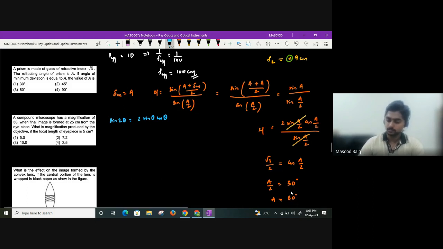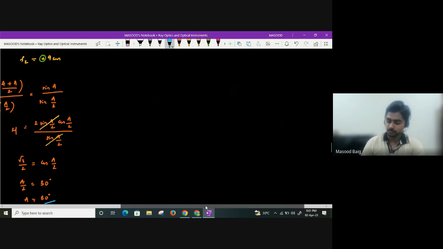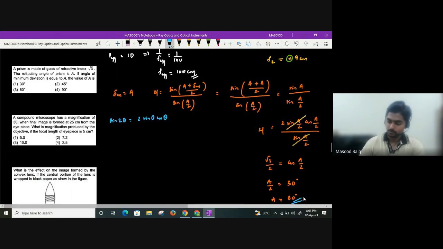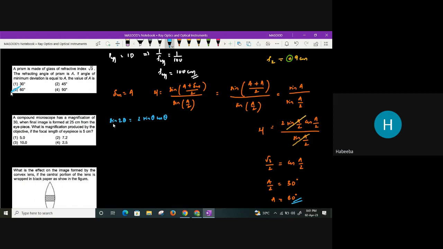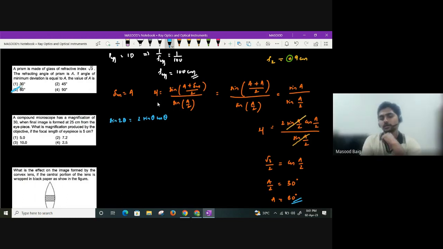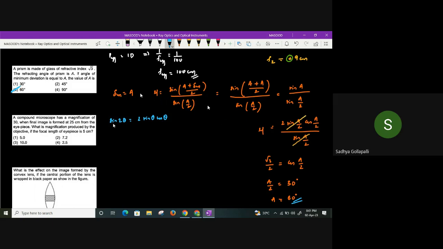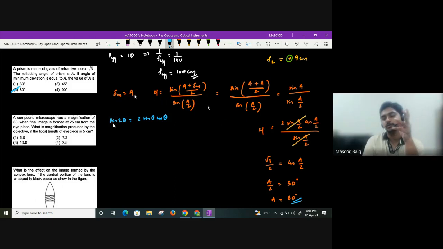Understood, everyone? It is also a very important question. Did you understand? Yes, sir. A very important question based on refractive index. It has been asked once, I think, in some NEET exam, I'm not sure exactly. So they may ask: if minimum deviation and angle of prism are the same, what is the refractive index? It will be 2 cos A by 2. That is also one question that can be asked.